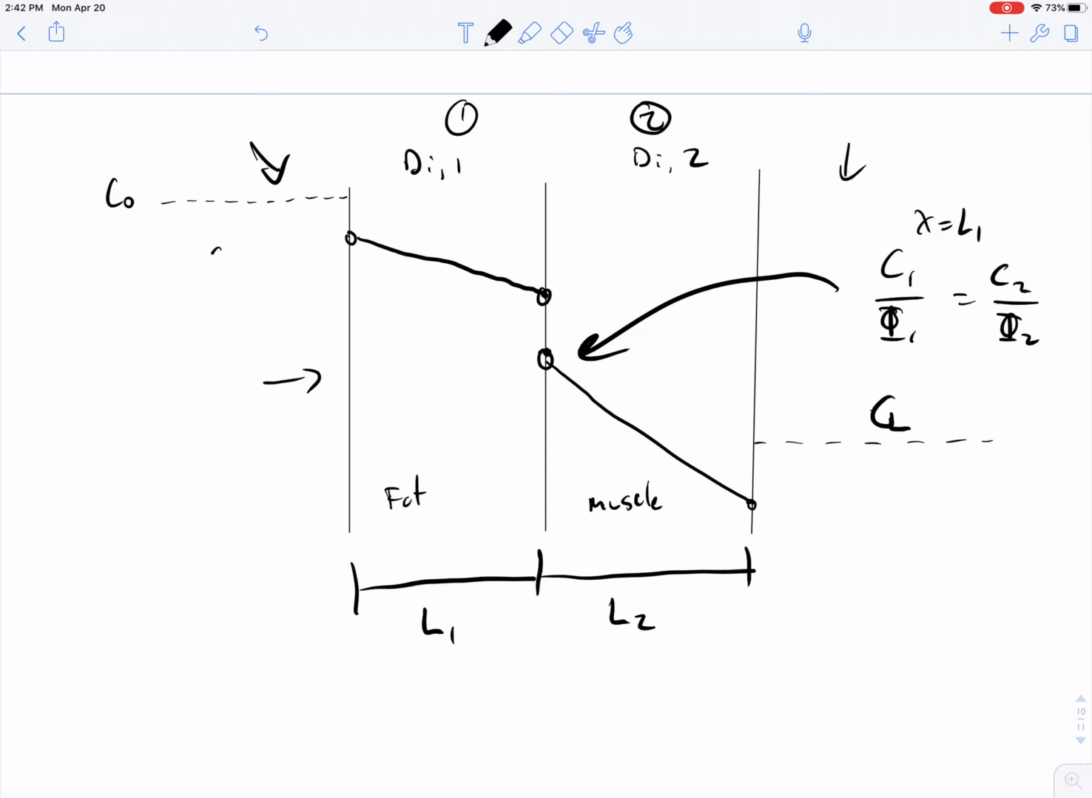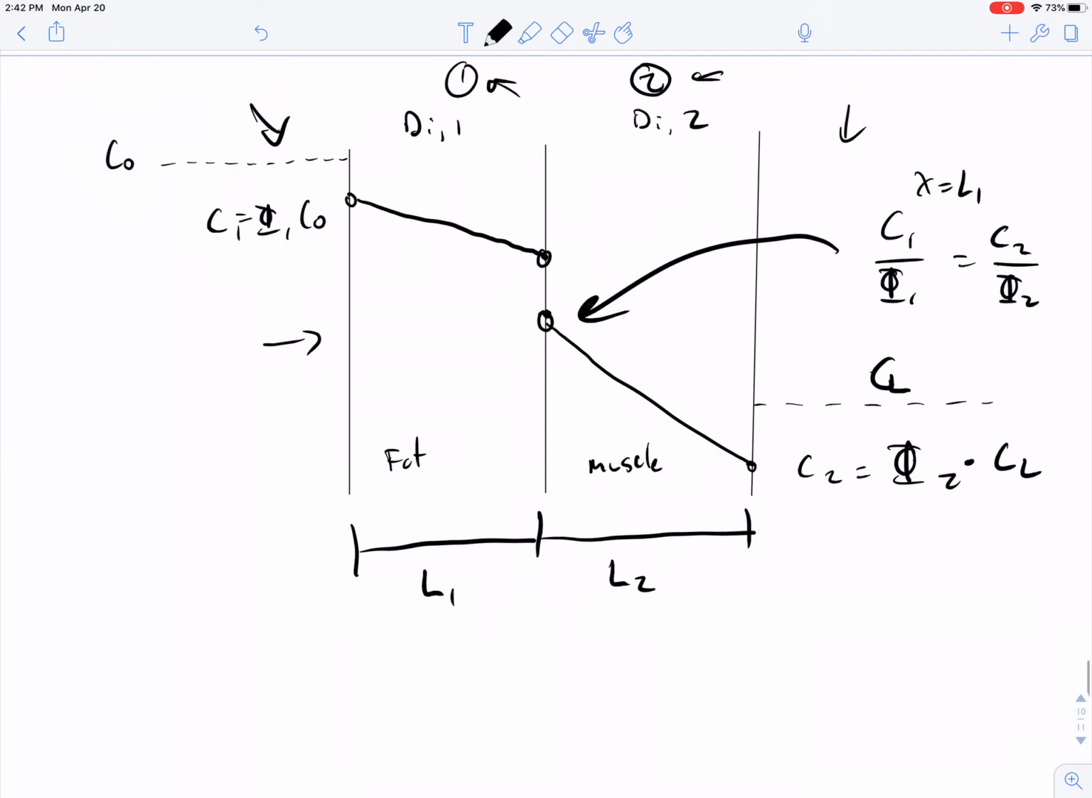Of course, we have our partition coefficients, which is the unique part of doing mass balance by diffusion calculation. So we have C1 equals phi. This is material 1 here, and then we have material 2 over here. Phi 1 times C0 on this side, and then C2 equals phi 2 times CL on this side. Now what's interesting is that we have length 1 here, length 2 here.